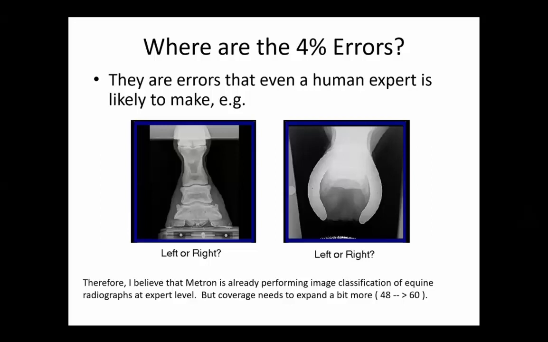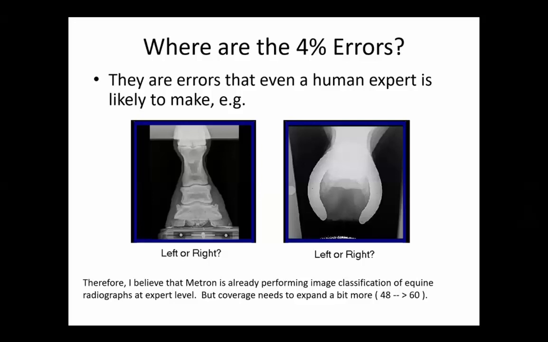A lot of people can't tell, is that a left or a right? Our neural network using deep learning will get it right almost all the time, because it has learned the difference between a left and a right. The image on the right is a so-called navicular skyline shot. That is very, very hard for even a human expert to know if it's a left or a right foot. And so most of the 4% errors the neural network is making are shots like that on the right-hand side, where it's quite hard.